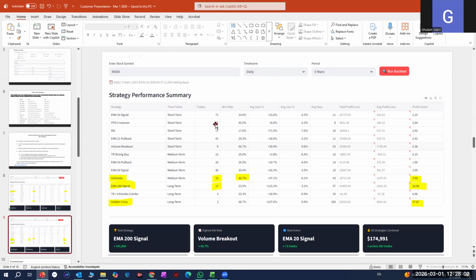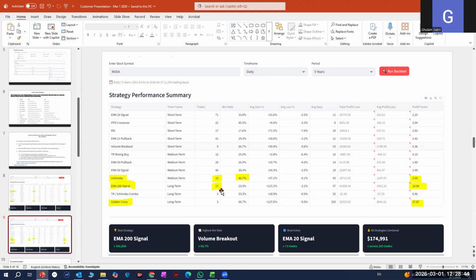In the last 5 years, it gives 22 signals with a profit factor of 2 and a win rate of almost 45.5. But the best among these 12 was the long term EMA 200. It gives 17 signals, although the win rate was 24%, but the profit factor was very high, 10.9, almost 11. So the combination gives you $41,858 profit. This means on each trade you put $1,000. So the total profit you made was approximately $42,000 in 5 years on these 17 trades.